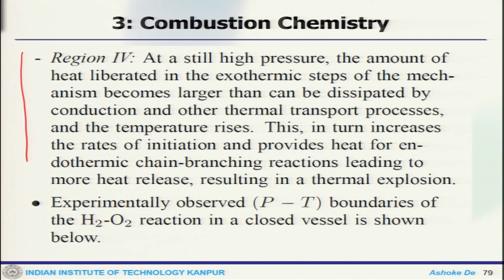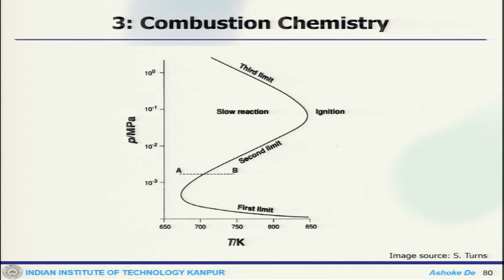One can show these boundaries in a pressure-temperature curve, where you have slow reaction and ignition. So, this is your PT boundary of the H2-O2 reaction. You can see different limits, first limit, second limit, third limit, and this side is slow reaction, this side is ignition. So, this is how the hydrogen oxygen reaction actually propagates. We will stop here and take it up in the next lecture.